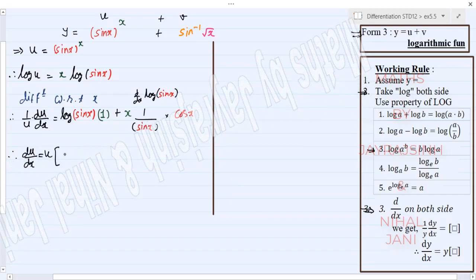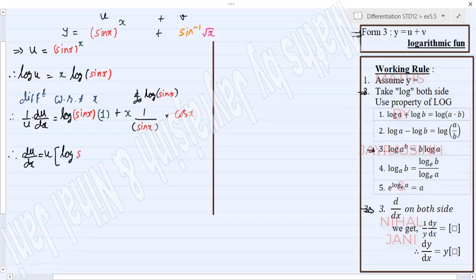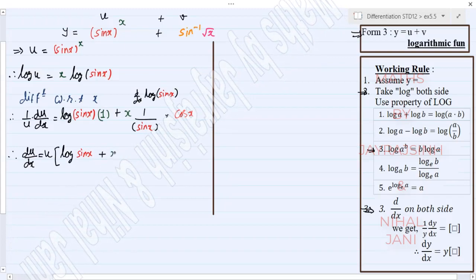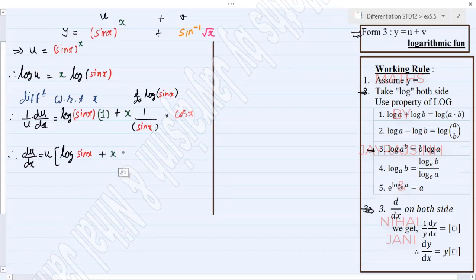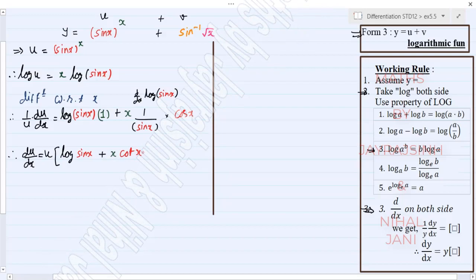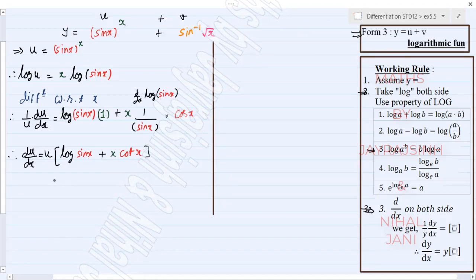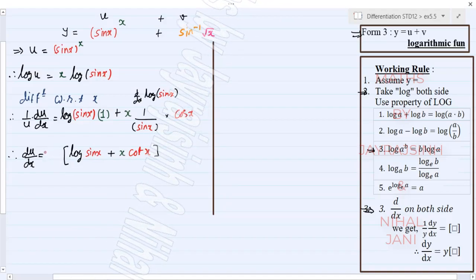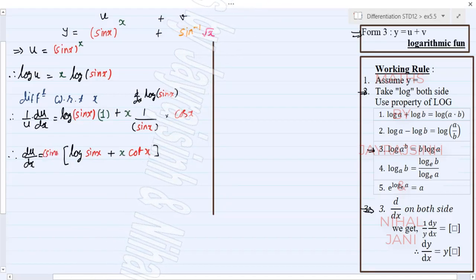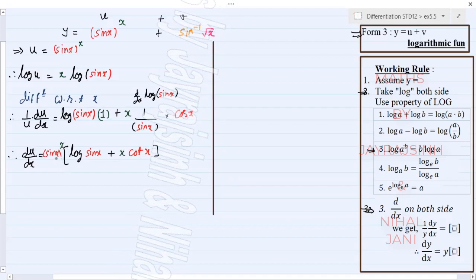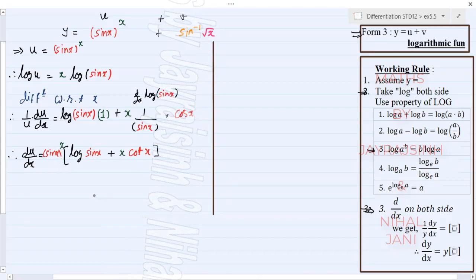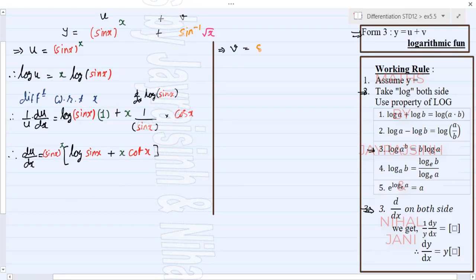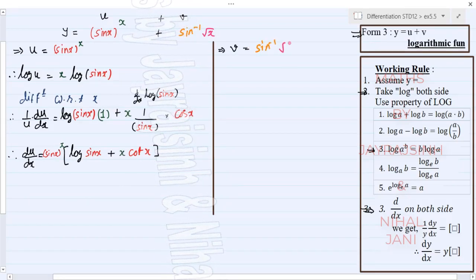So we can say your du by dx is simply u into log sin x plus x will be as it is, cos upon sine will be cot x, right? Or if we substitute the value of u, which is sin x whole raised to x, we will get simplest du by dx. Now let's get our v, which is sine inverse of root x.